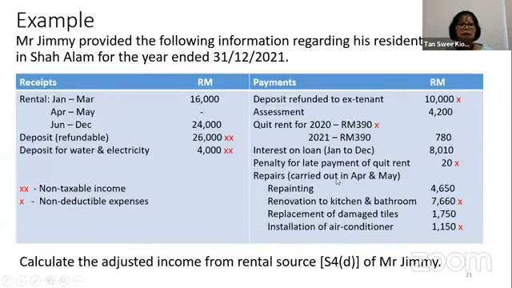Okay. Now we look at this example. Before the end of my talk, we look at this last example. Mr. Jimmy provided the following information regarding his residential property in Chalap, year ended 31st December. Rent is the money Jimmy received. Rental January to March, April to May nobody stayed, because the tenant moved out already, and there was repair during April and May. June to December, received rental income 24,000.